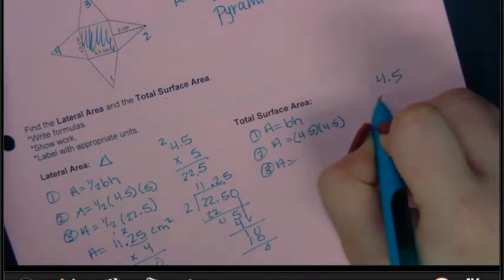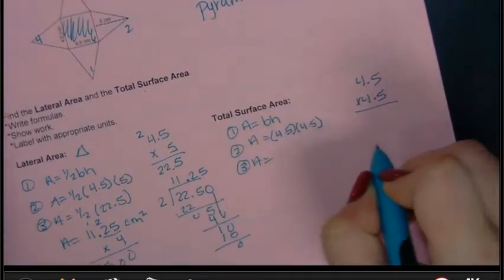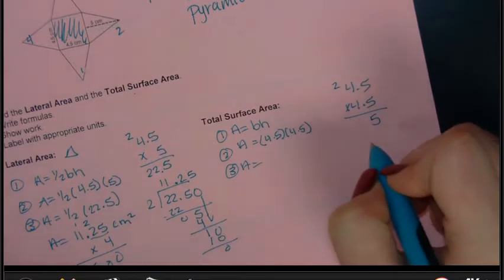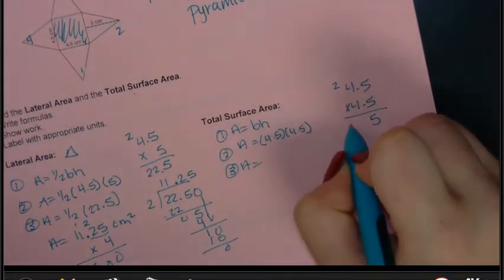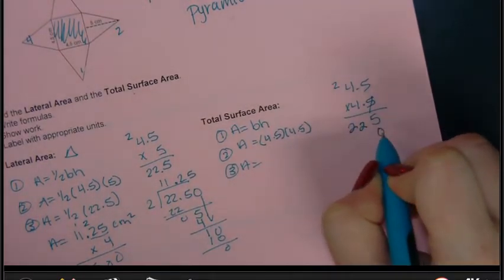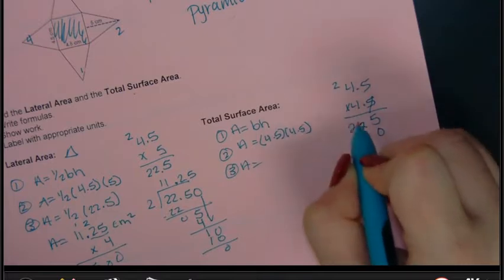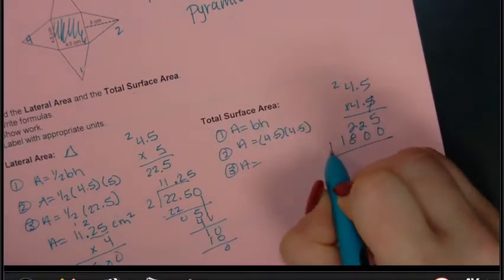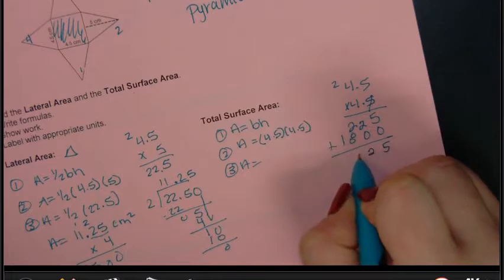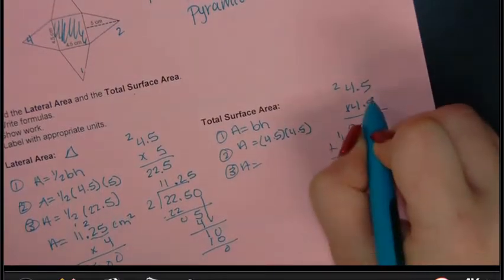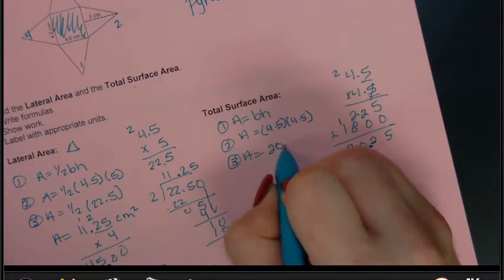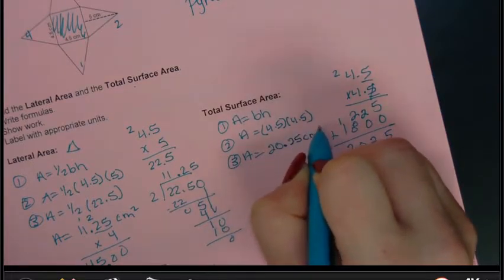So 4.5 times 4.5. 5 times 5 is 25. 5 times 4 is 20, plus 2 more is 22. Okay, place holder. 4 times 5 is 20. And then 4 times 4 is 16, plus 2 more is 18. Add these up. 5, 2, 10, and 2. Well, I have 20.25 centimeters squared.